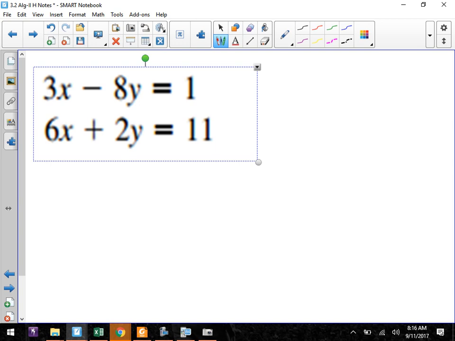3x minus 8y is 1. 6x plus 2y is 11. Now in this case, you're trying to start there to think, oh, that's 6x plus 2y. Oh, then it's 11.